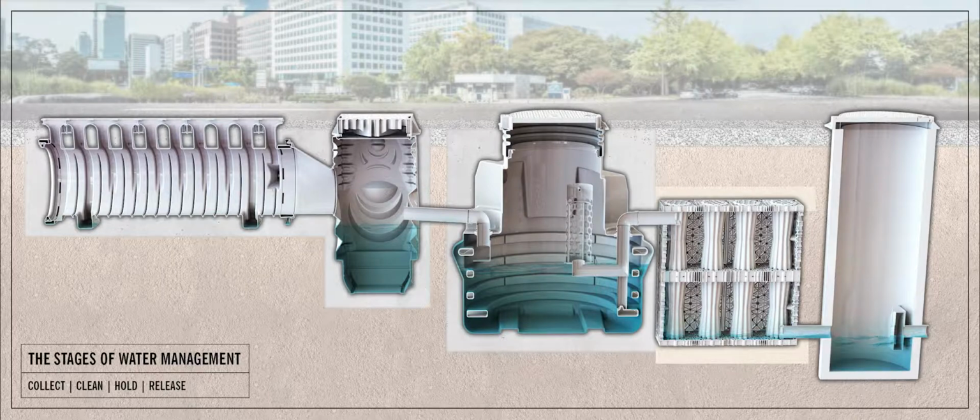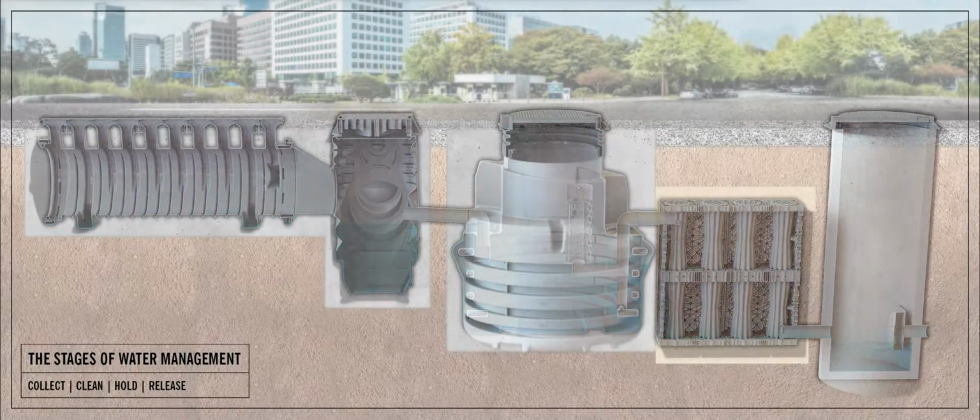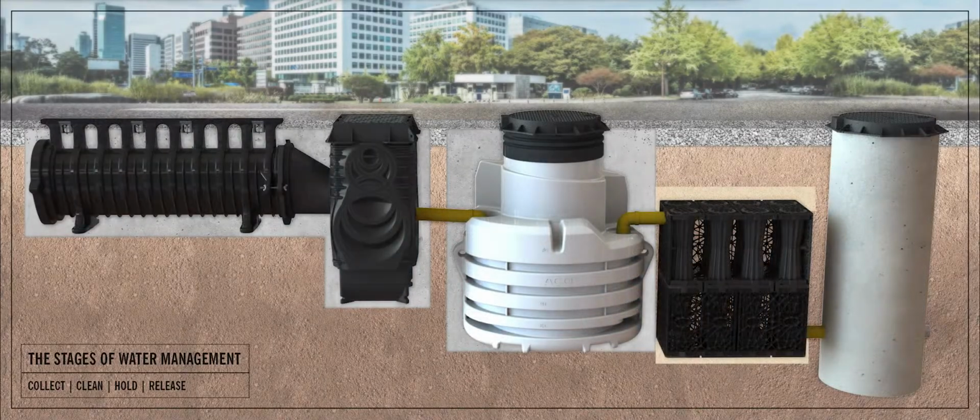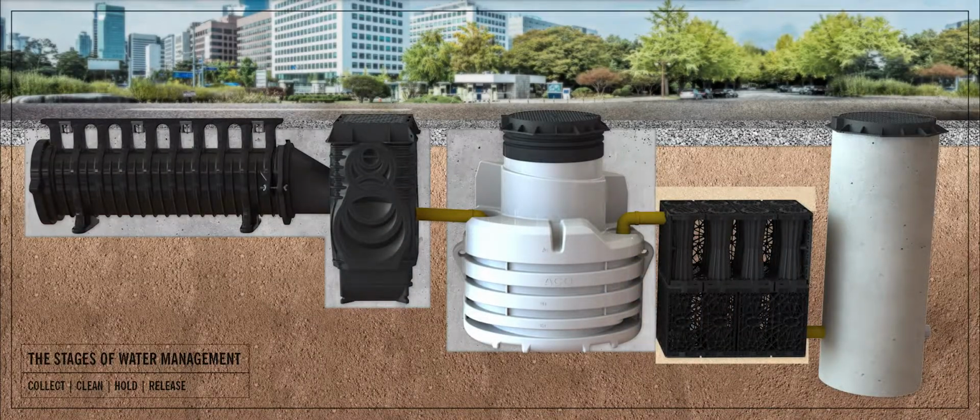The ACO systems are designed to help create integrated drainage solutions for surface water: collect, clean, hold and release. The 4 process systems can be configured and integrated to fulfill almost any application.